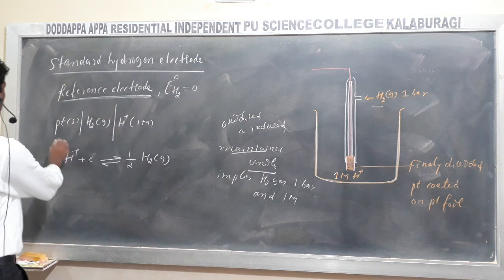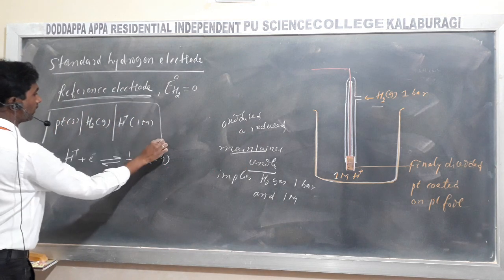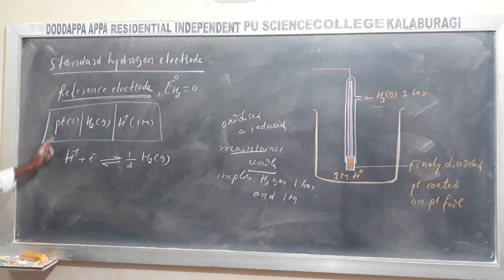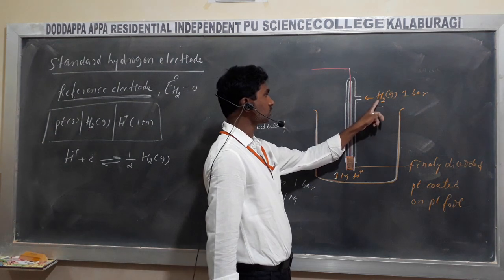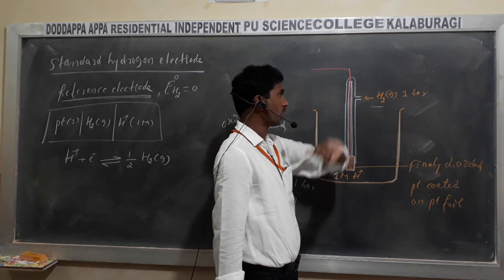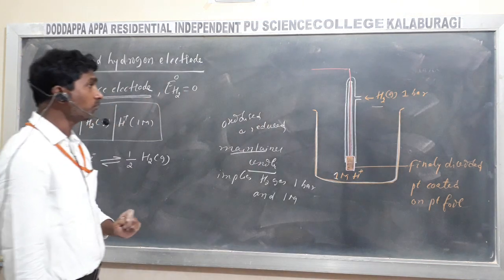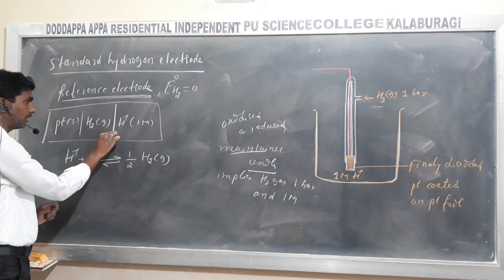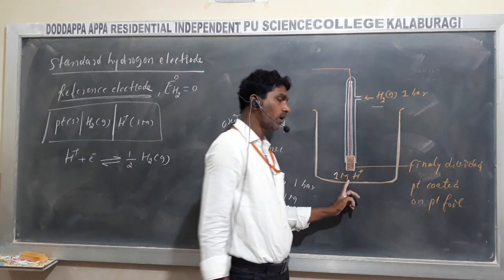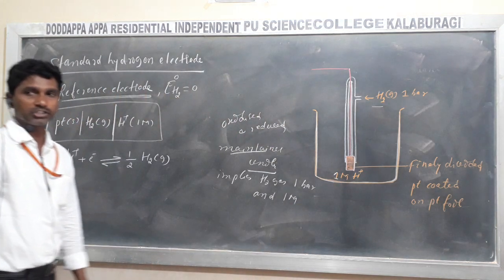Now, this is very important: how to represent a standard hydrogen electrode. This is the platinum solid. It absorbs H2 gas at a pressure of 1 bar and at a temperature of 298 Kelvin, and it is dipped in 1 molar H plus ion concentration.